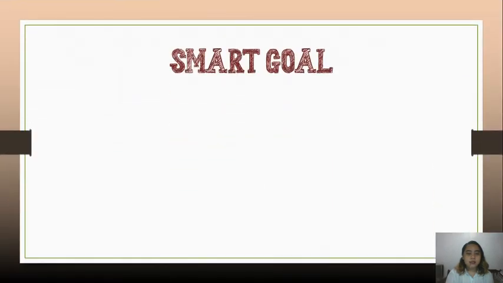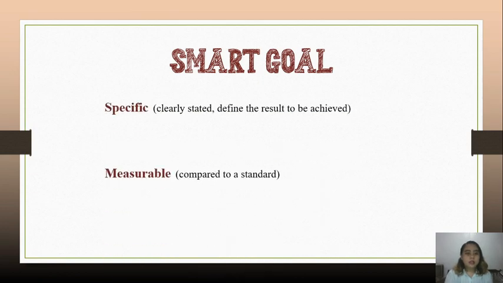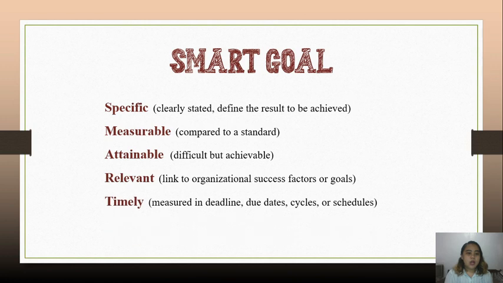And next is SMART goal, the most effective goal. SMART goal stands for specific, which is clearly stated, defining the result to be achieved; measurable, compared to standard; attainable, difficult but achievable; relevant, linked to organization success factors or goals; timely, measured in deadlines, due dates, cycles, or schedule. These goals become the standard for evaluating each employee's performance.